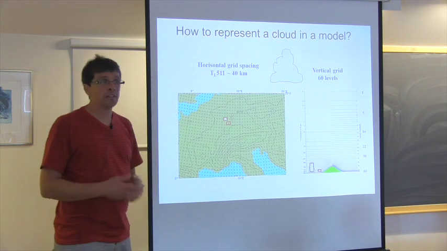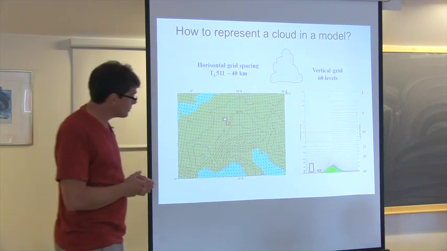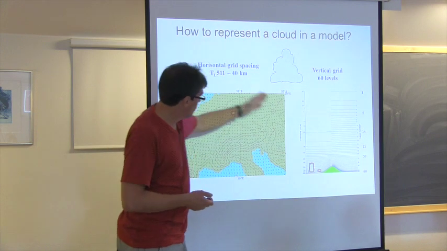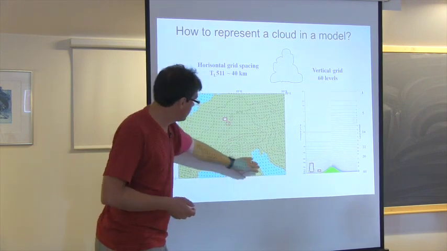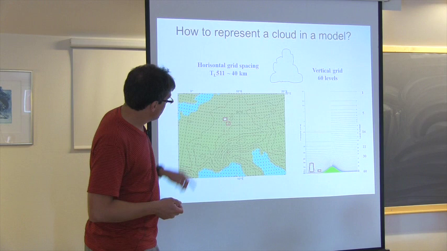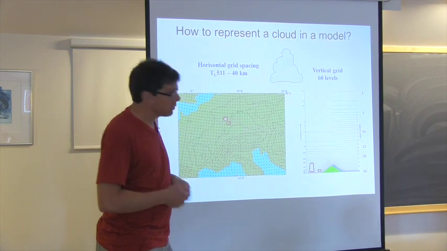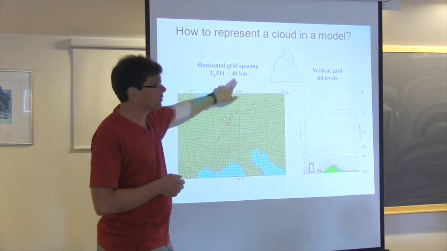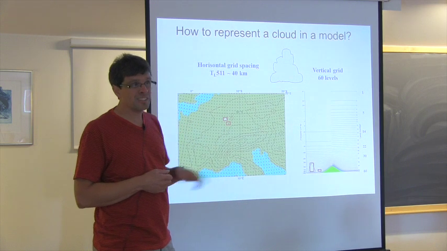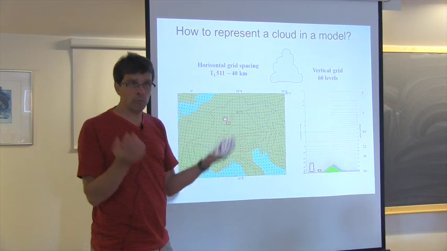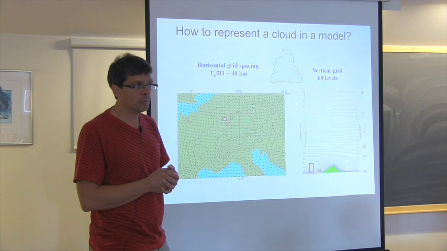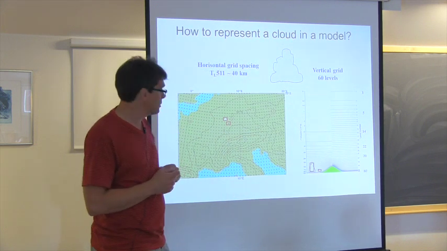How should we represent the cloud in such a model? This is a map over Central Europe, Italy here, UK over here. And these are grid boxes now. Every green dot here represents a 40 kilometer grid. This is fairly high resolution if you take it on the global scale. Quite many points you need to make calculations in.